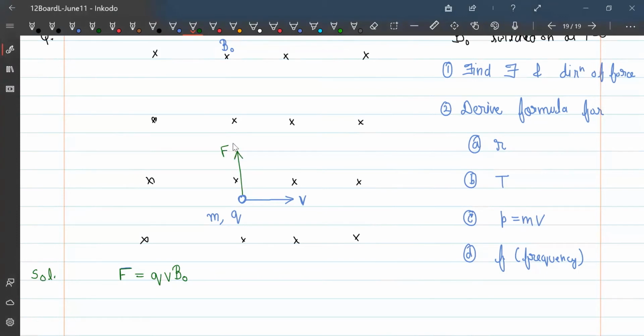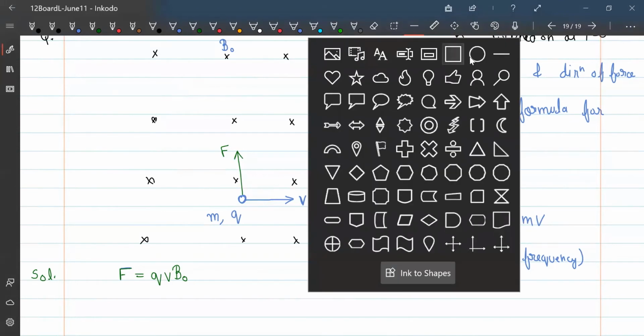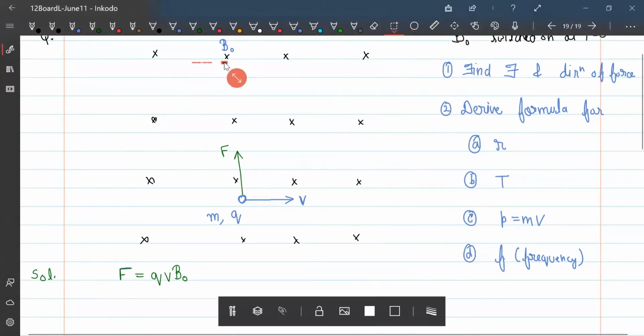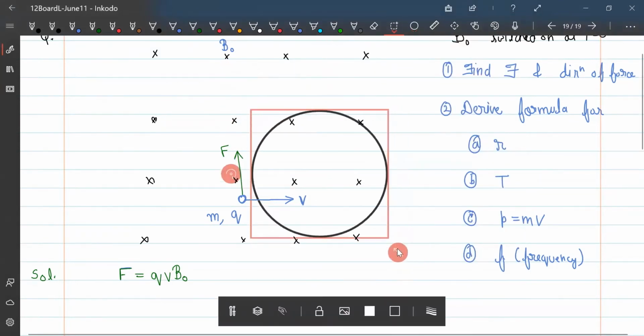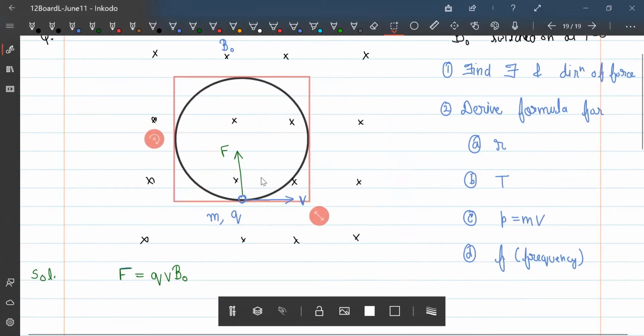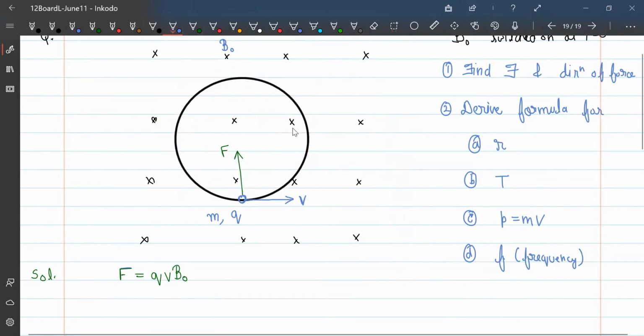So force is perpendicular to velocity, so the motion will be a circular motion. I'll draw a good circle, like this. So the particle will move like this.